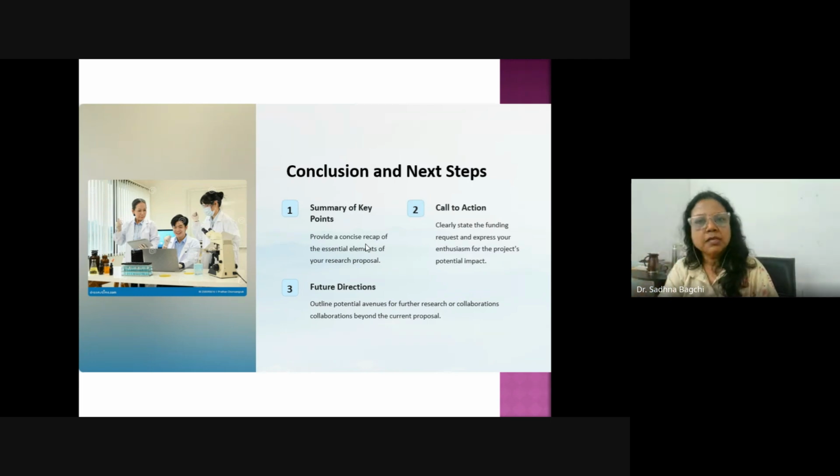The conclusion and next step: summary of the key points, because I am going to complete the second phase, and these minor things you have to take care of to complete the proposal. So conclude with a summary of the key points, providing a concise recap of the essential elements of your research proposal. Call for action: clearly state the funding request and express your enthusiasm for the project's potential impact and the future directions. You have to give the future directions, outlining potential avenues for research collaborations beyond the current potential.